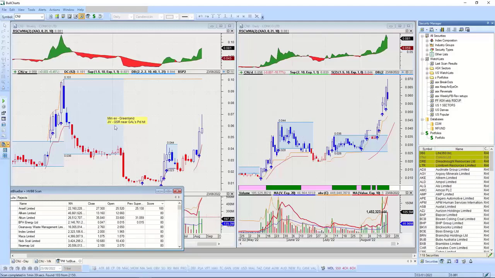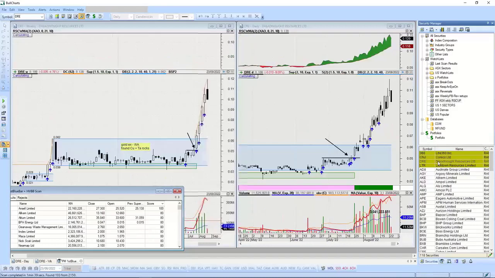This particular little stock here, a mineral explorer, has suddenly burst out of the blocks. I'm only showing you this to show you that this chart would have come up in the scans on this first blue bar day. It would have come up in my scans again on this day, and it would have come up in my scans here as well. So in other words, BullCharts is doing the job that I want it to do. I want it to present to me the charts where the events that I'm interested in are happening. And BullCharts does that very well.